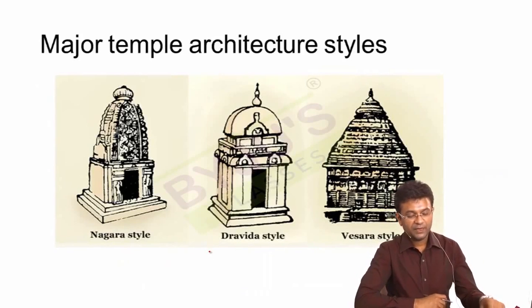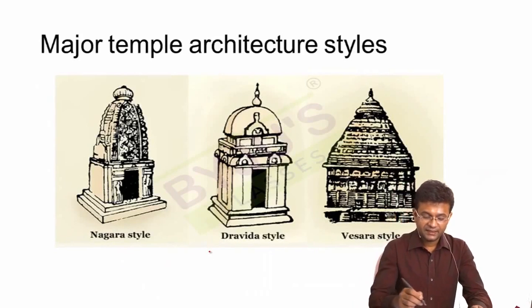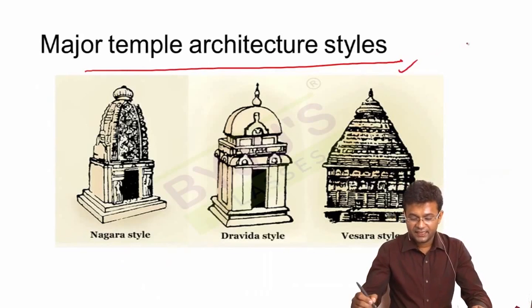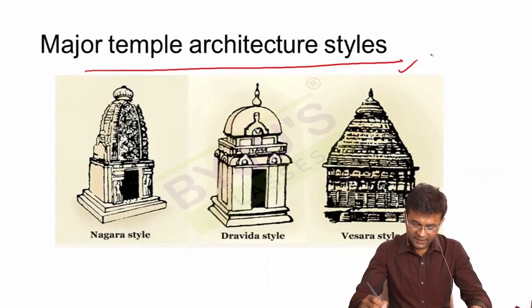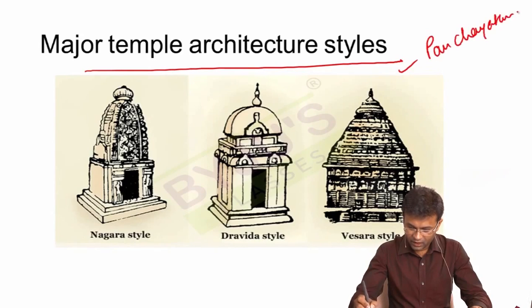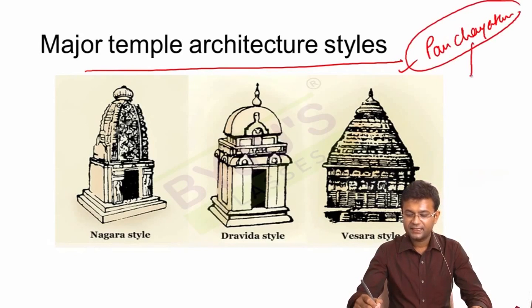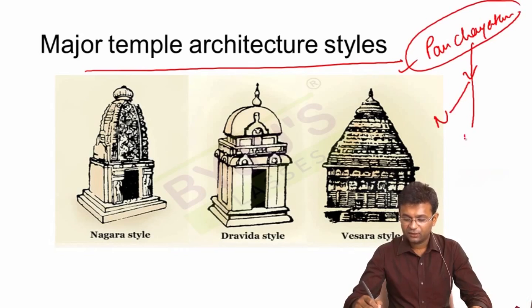Now we move on to the major temple architectural styles. These temple architecture styles were an improvement over the older styles, and the basic idea was of the Panchayatan temple style. All these major styles developed from the Panchayatan style. In the north, they became Nagar. In the south, they became Dravid. And in the peninsular parts, they became the Vesara style.